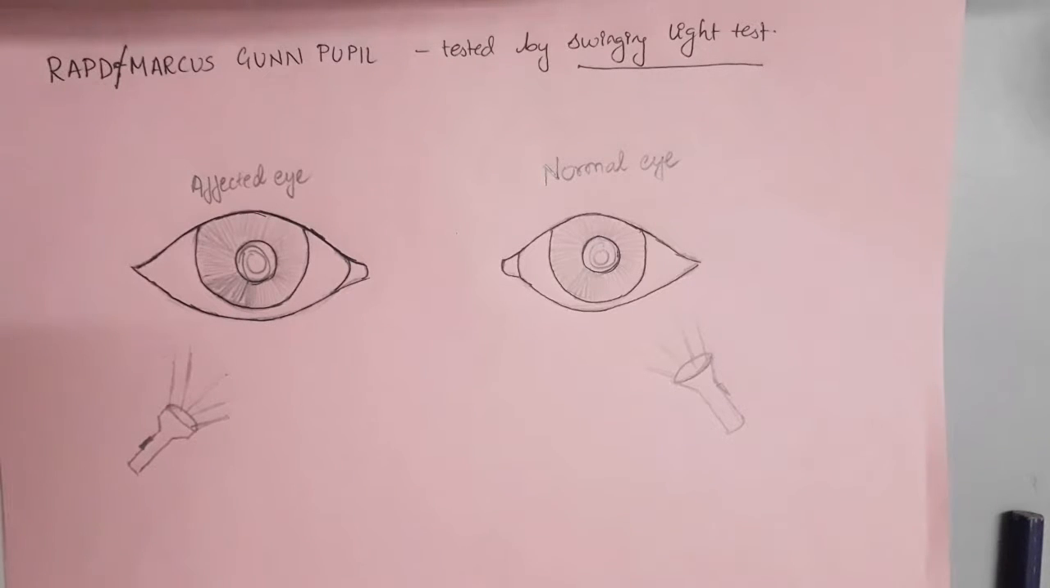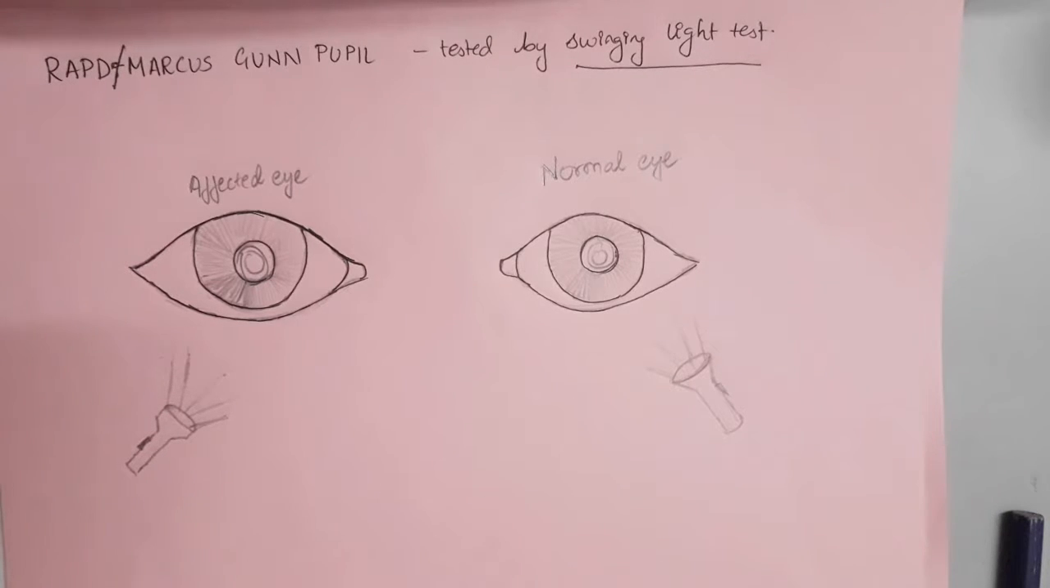Therefore, to conclude, the RAPD test is done by the swinging light test. In a swinging light test, when the light is shown on the affected eye, the pupil will seem to dilate. When this happens, RAPD is said to be positive.